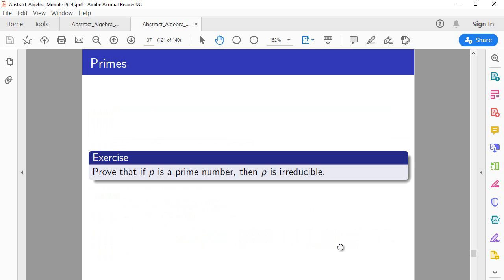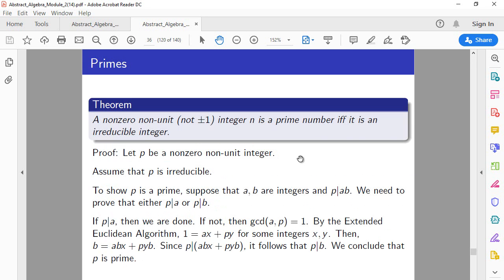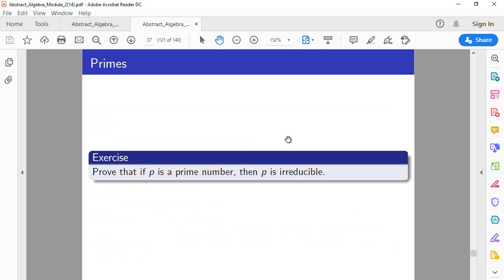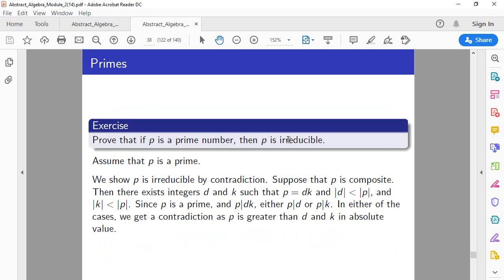I'm going to leave it as an exercise for you to prove the other direction, that is, assuming that p is a prime number, show that p is an irreducible integer. The proof is actually in my slides, I'm just not going to go over the proof.